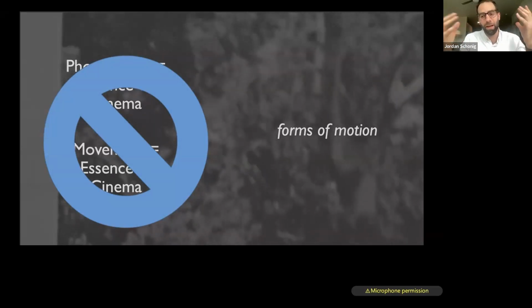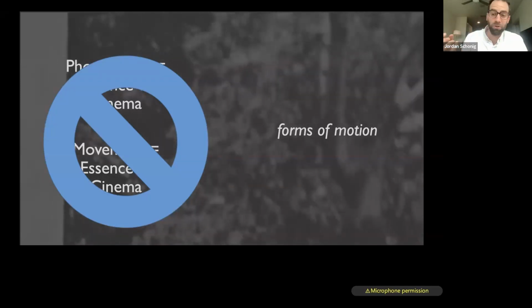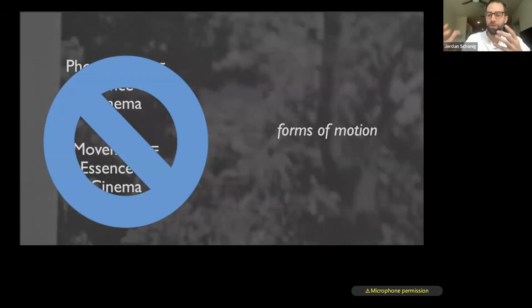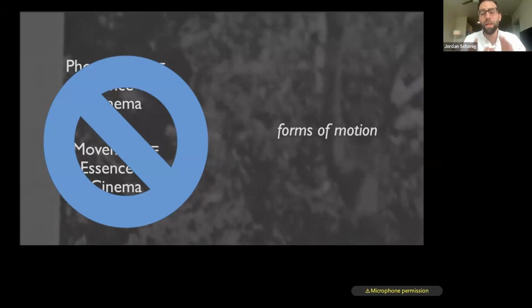And what I've just done is an example of what I call contingent motion, and how thinking in terms of genres of motion can help us get out of particular stuck places in the history of film theory. So that's my time.